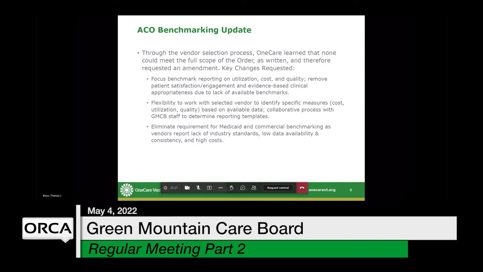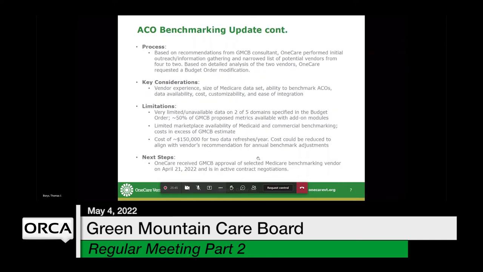So it's been a challenge for us to find a solution that would manage the cost of the engagement in these particular payer lines. So we're moving forward with full steam on the Medicare side, but we have encountered challenges with those other payer lines. So with that, shifting into our actual process to find a vendor who can meet our needs to the best ability possible and comply with the Green Mountain Care Board and the amendments that we've requested.